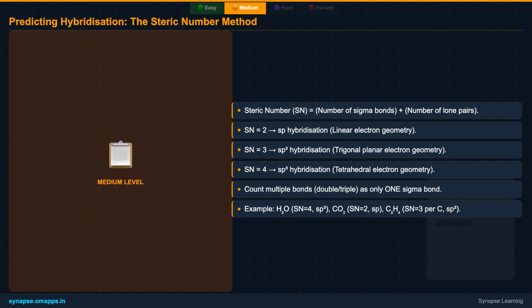Remember, when counting sigma bonds, even a double or triple bond only counts as 1 sigma bond for the steric number. For example, in water, oxygen forms two sigma bonds with hydrogen and has two lone pairs, so its steric number is 4, indicating sp³ hybridization. In carbon dioxide, the central carbon forms two double bonds. Each double bond has one sigma bond, so two sigma bonds in total, and 0 lone pairs. Steric number 2, hence sp hybridization. This method is incredibly useful for quickly determining hybridization in various molecules.